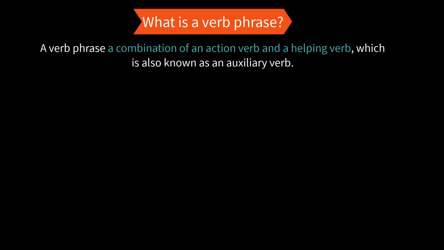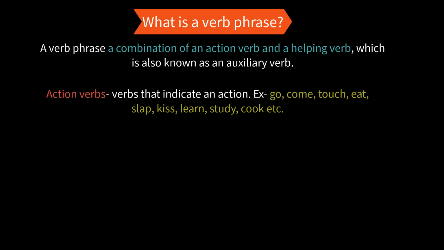Let's do it. So guys, a verb phrase is nothing but a combination of an action verb and a helping verb, which is also known as an auxiliary verb. That's all. That's what a verb phrase is. It's a combination of an action verb and an auxiliary verb. Now, what are action verbs? Verbs that show or indicate an action like go, come, touch, eat, learn, slap, kiss.